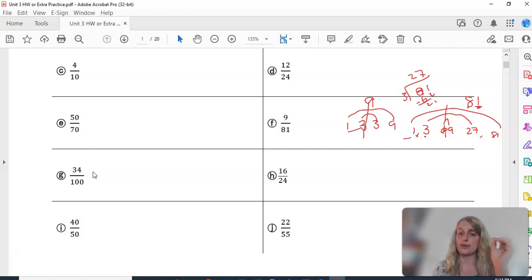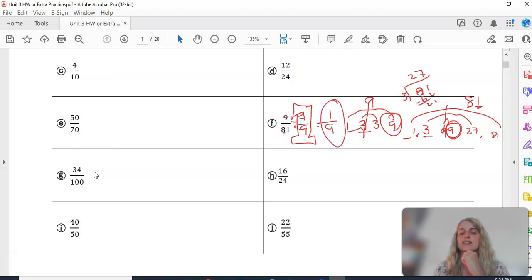I have 1's in common. I have 3's in common. I have 9's. That's the biggest number I have in common. So I'm going to divide them both by 9. A fancy 1 that looks like 9 over 9. 9 divided by 9 is 1. 81 divided by 9 is 9. That's my answer.